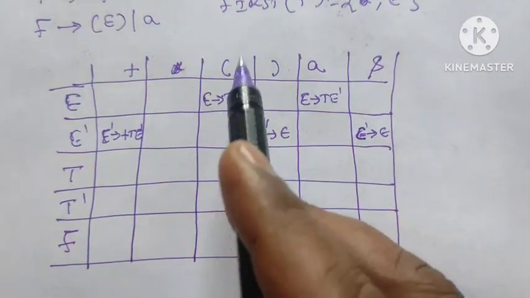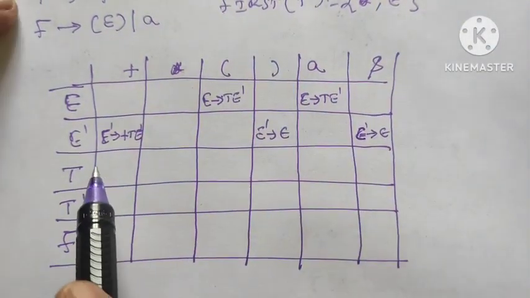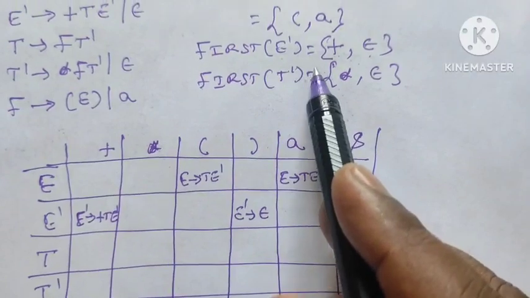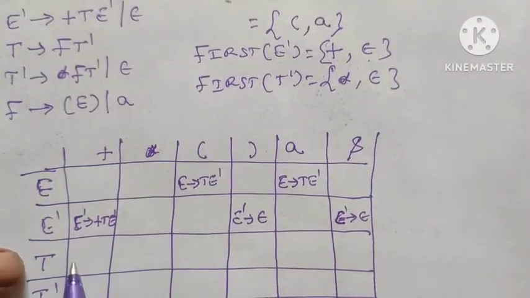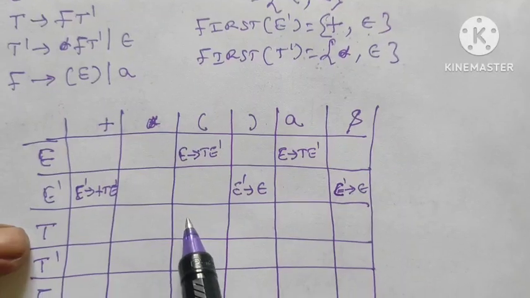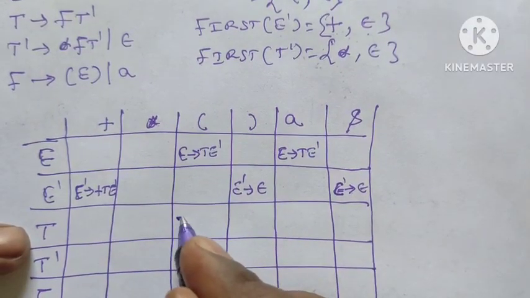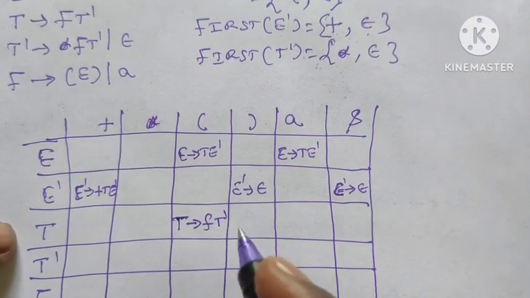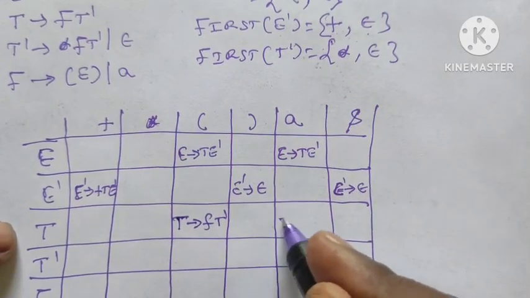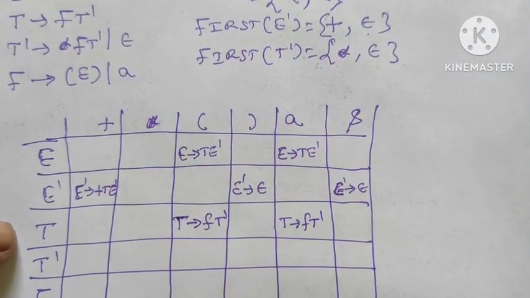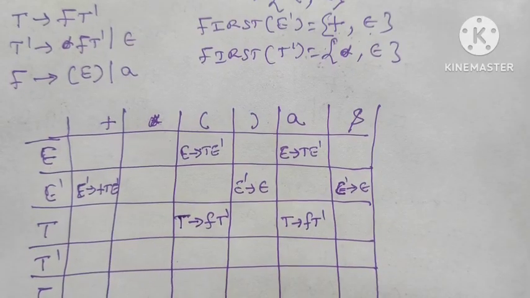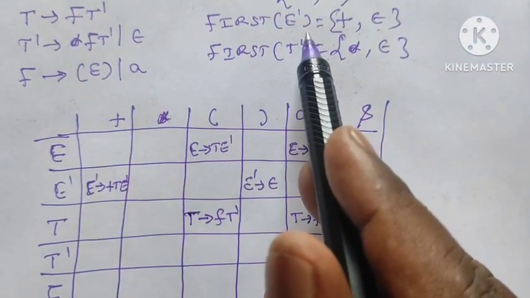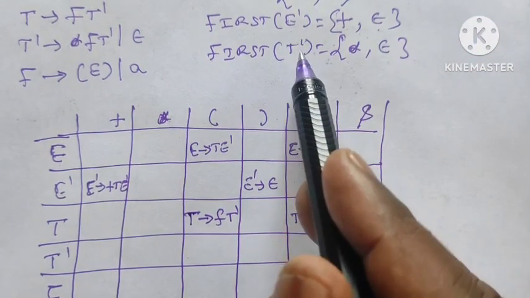Now come to first for T. The first for T is again open brackets and A. So wherever the T production is there for open brackets, you write T tends to F T dash, and in A also write T tends to F T dash. Next, find the first for T dash.